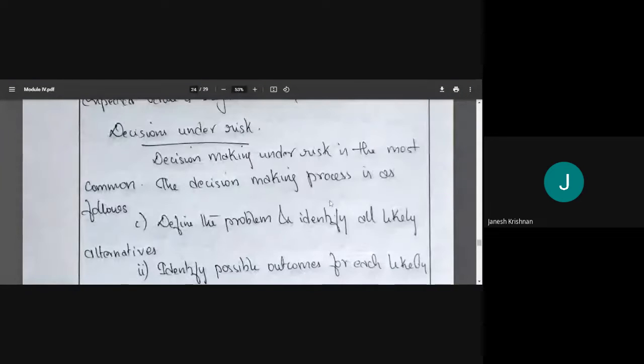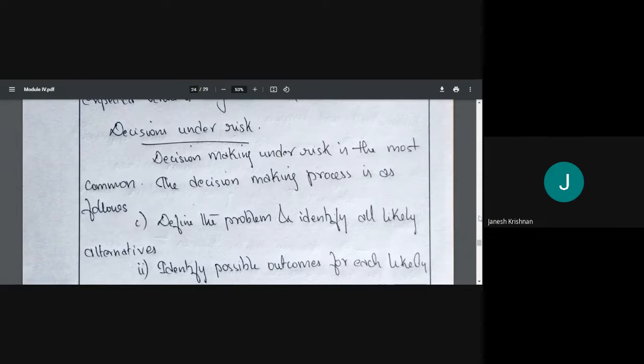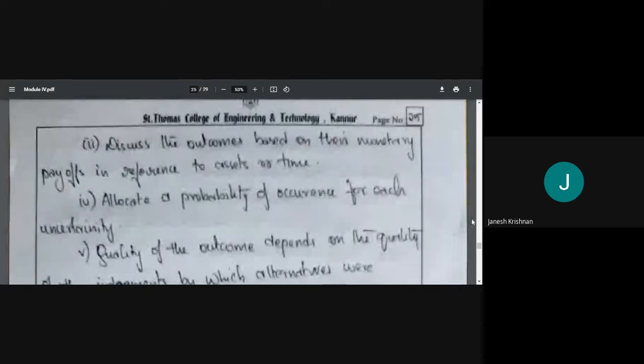Before that, what are the steps? First, we have to define the problem. We are making a decision under risk, so we have to define the condition or the problem. Then identify all likely alternatives. What are the different alternatives we have? Then identify the possible outcomes for each of these alternatives. Then we discuss the alternatives in terms of money, because we are investing time and some assets into the project. So we talk in terms of money, the payoff. Then allocate a probability of occurrence for each uncertainty, and we are allocating the probability.